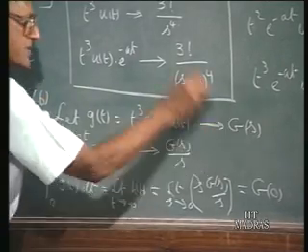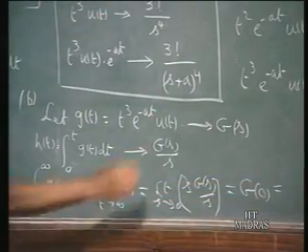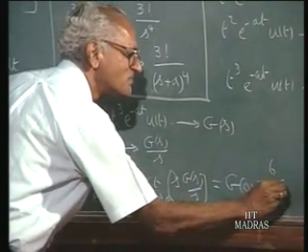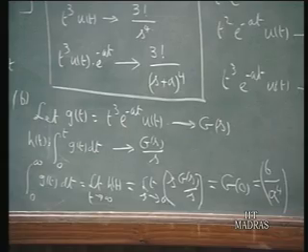In our case, G(s) is equal to this. Therefore, the final value, that means when s is equal to 0, this is 3 factorial, 6 upon a to the power of 4. So that is the answer for the second part, 6 upon a to the power of 4.